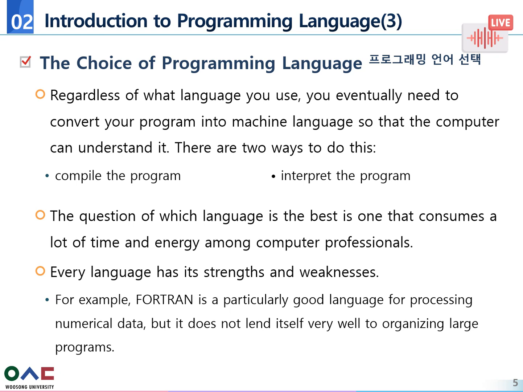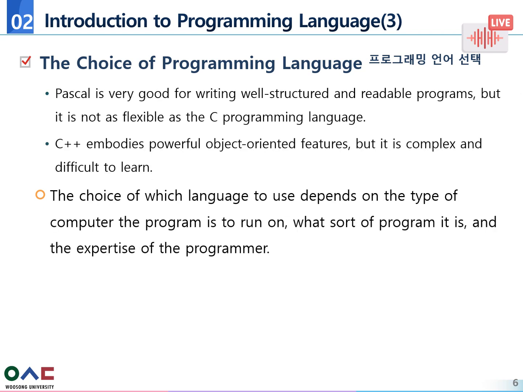The question of which language is the best is one that consumes a lot of time and energy among computer professionals. Every language has its strengths and weaknesses. For example, Fortran is a particularly good language for processing numerical data, but it does not lend itself very well to organizing large programs. Pascal is very good for writing well-structured and readable programs, but it is not as flexible as the C programming language. C++ embodies powerful object-oriented features, but it is complex and difficult to learn. The choice of which language to use depends on the type of computer the program is to run on, what sort of program it is, and the expertise of the programmer.